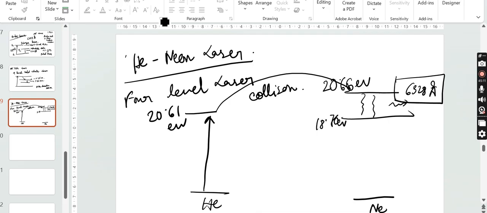It's 18.70 electron volt. Then there is a state where this is basically spontaneous transition, and this is radiation-less transition.